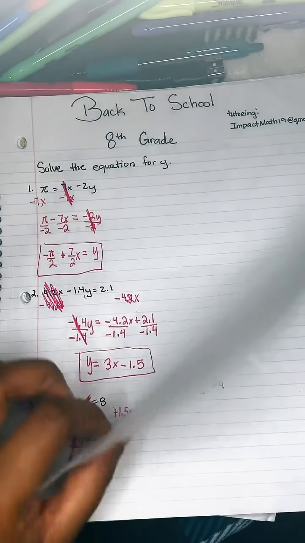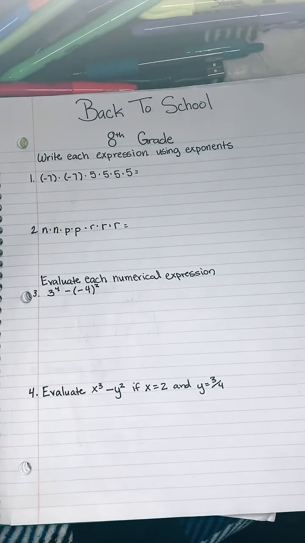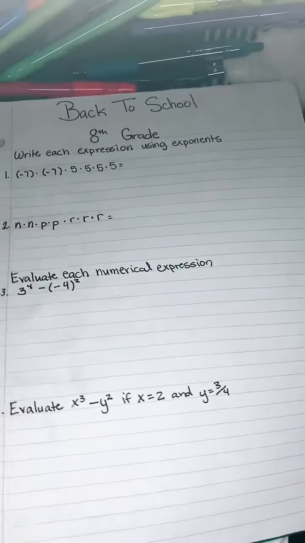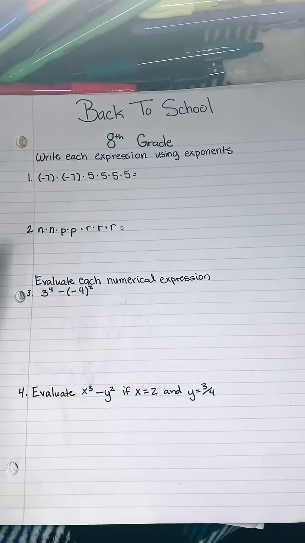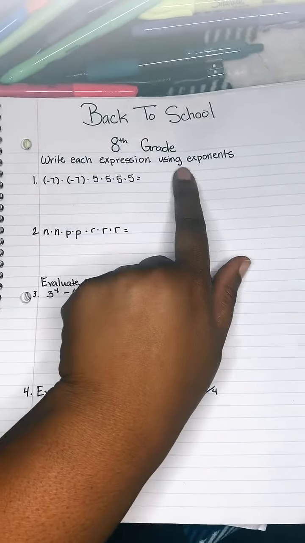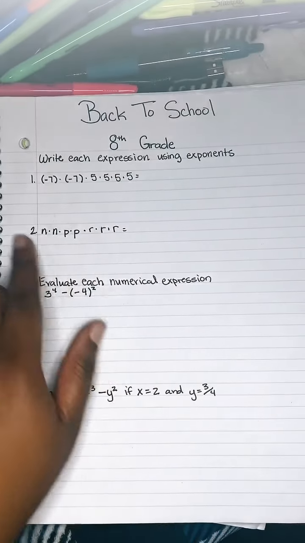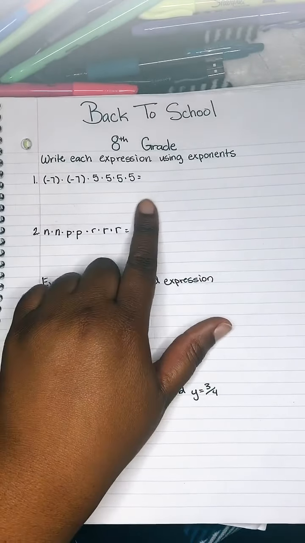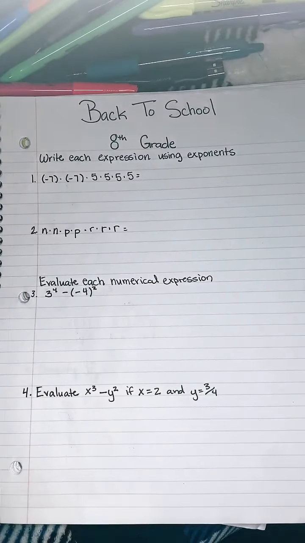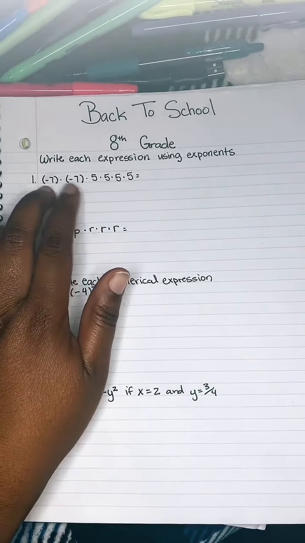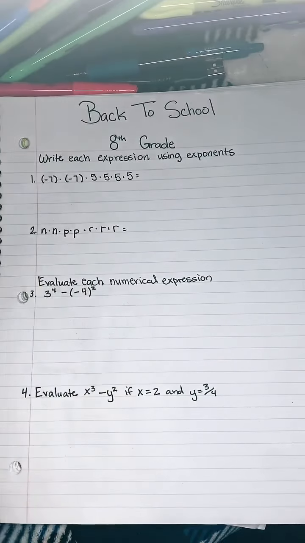Good. Okay, let's get into exponents. Let's do it. Okay, so here we are. It says write each expression using exponents. All right, so how will we write this as exponents? Does anybody know how we write these two as an exponent?